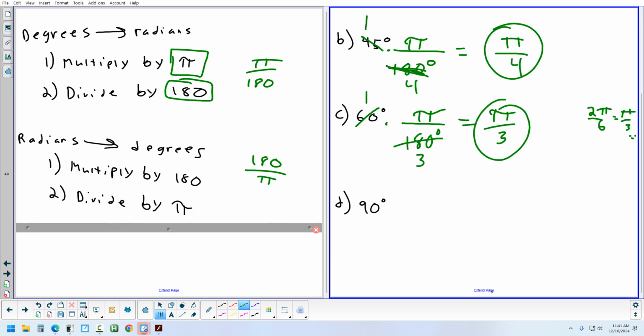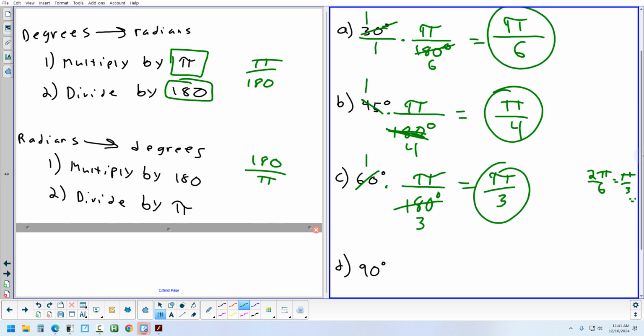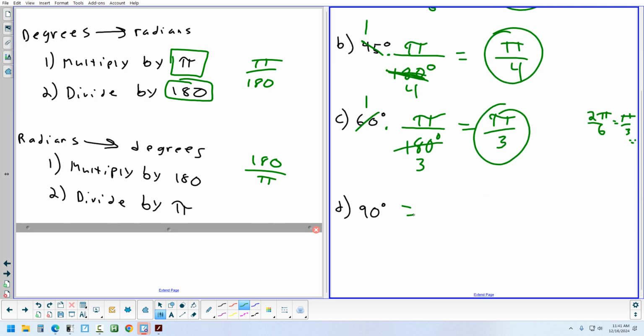How about 90? Anybody see an angle up here that would help us to get 90? Okay, yeah, 45. How does 90 compare to 45? It's double. So what do we get for 45? So what do you get if you double that? 2 pi over 4, which is pi over 2.